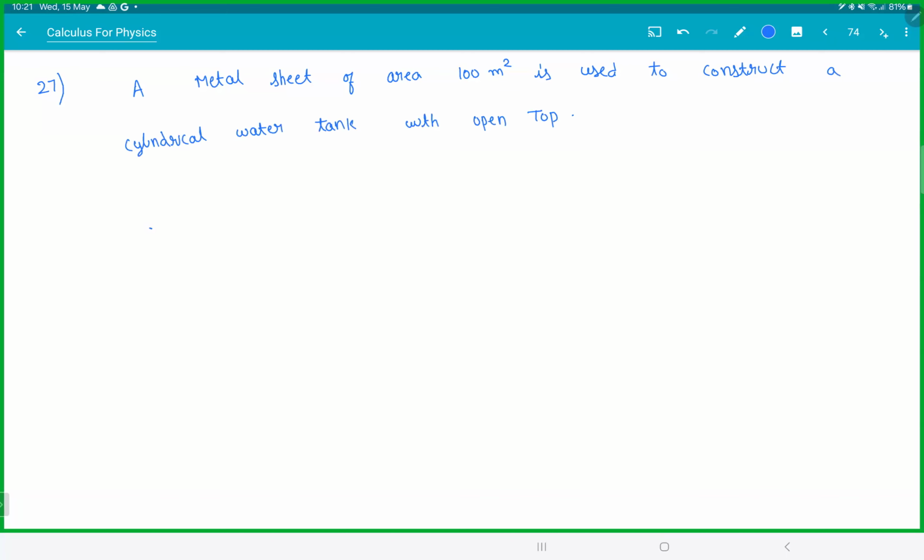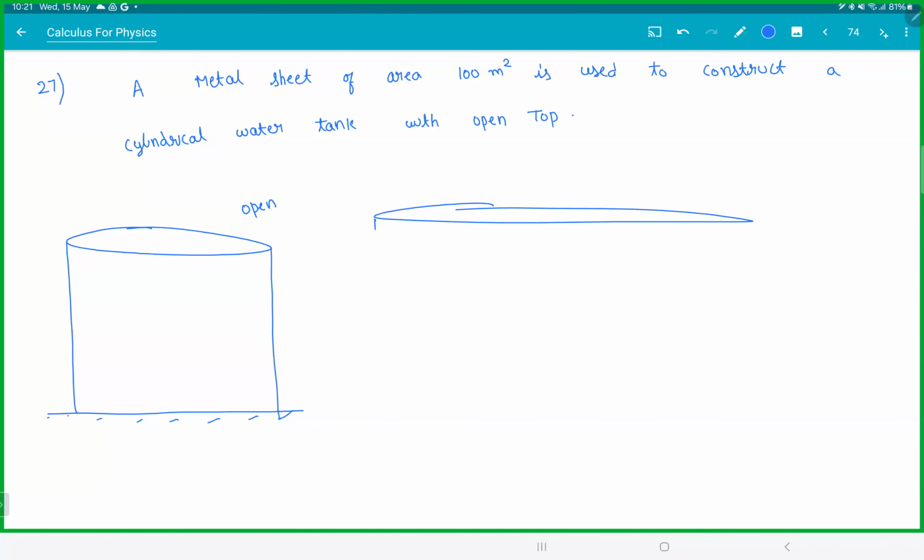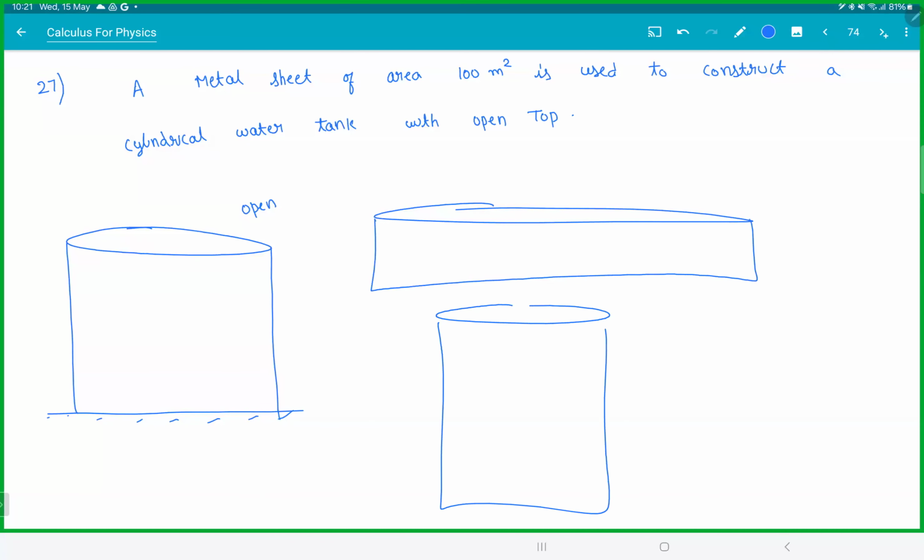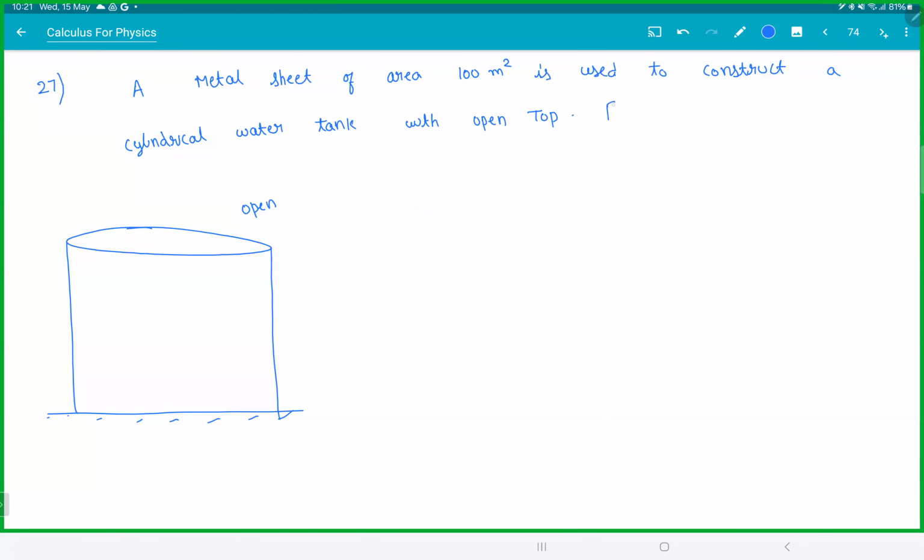So you want to construct a tank like this water tank. On the top, it is open. So the question is, how can you construct the tank? You can construct a broad tank, or you can construct a tall tank. You can do multiple ways of constructing a tank, isn't it? Now, among all the tanks, there is one tank with the maximum volume. So find the maximum volume of the water tank.